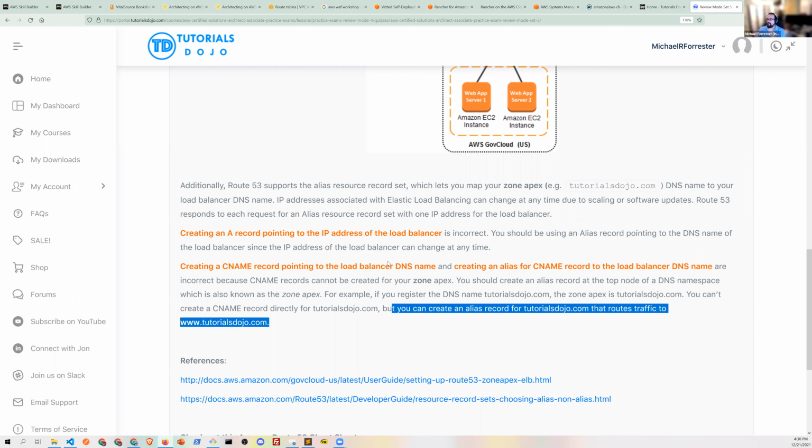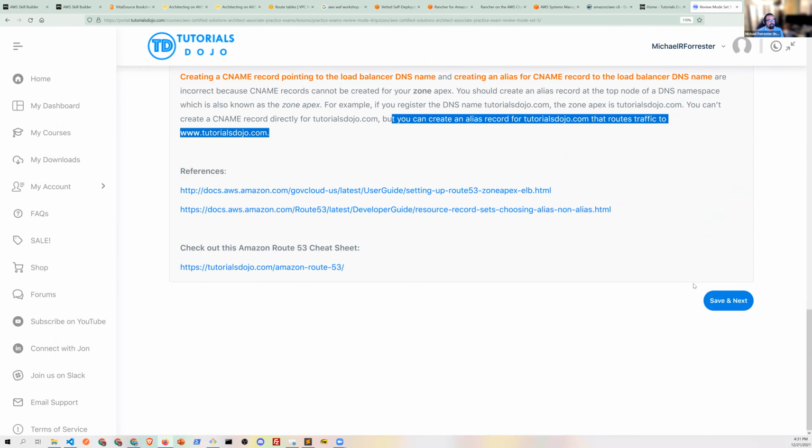Now, ask me how that works when we start putting static IP addresses on these things. It returns the static IP address. Okay.